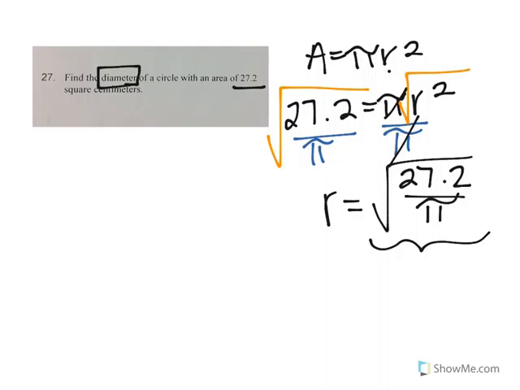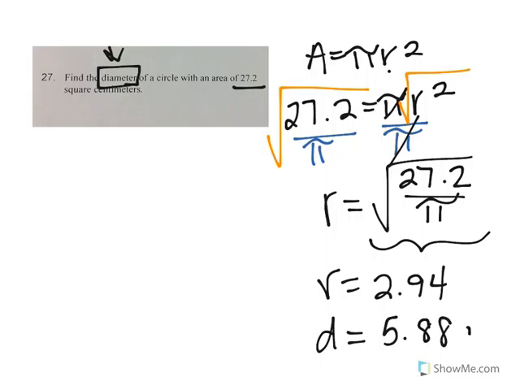But notice that this was asking for the diameter. So you have to take whatever you get and multiply it by 2. Now, when you plug this into your calculator, you should get 2.94, and so your diameter, when you multiply by 2, will be 5.88 centimeters.